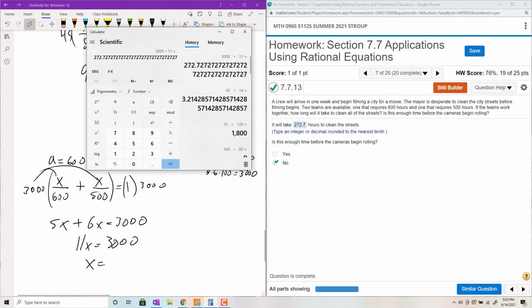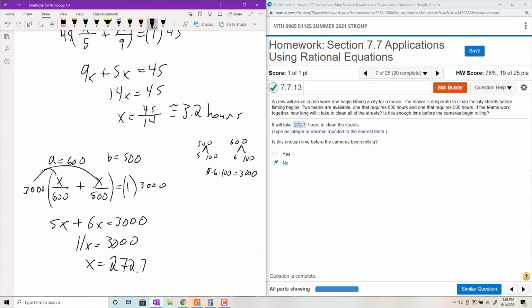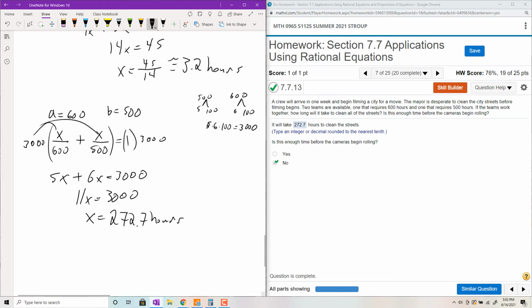272.7 hours. They want to know, so they have 1 week before the film crew arrives and starts filming. Is that going to be enough time? So you have to figure out how many hours are in 1 week.